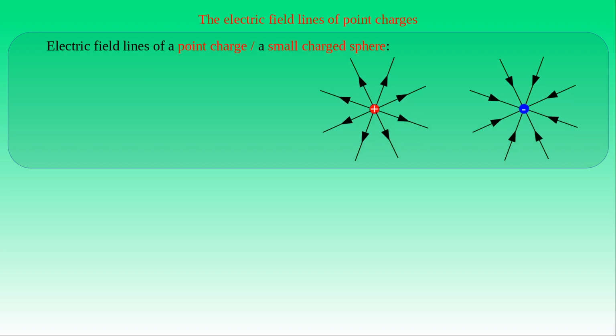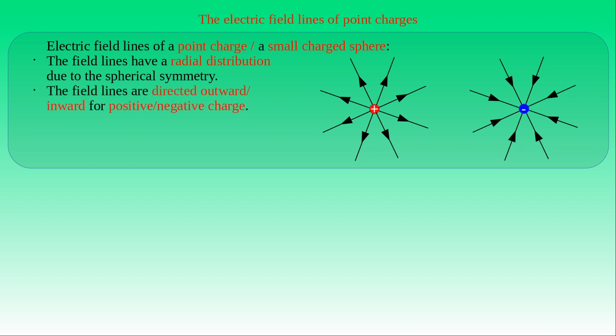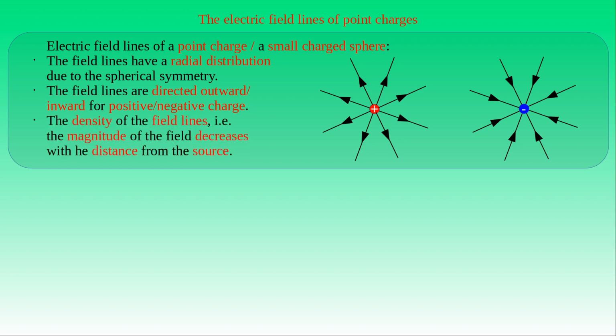In both cases, the field lines have a radial distribution due to the spherical symmetry of the source of the electric field. For the positive charge shown in the left-hand side figure, the field lines are directed outward, which indicates the repulsive force acting on any positive test charge placed near the positive source charge. In the right-hand side figure, the field lines are directed inward, since the negative source charge attracts any positive test charge in its vicinity. The figures also show that the density of the field lines, representing the magnitude of the electric field, decreases with the distance from the source.